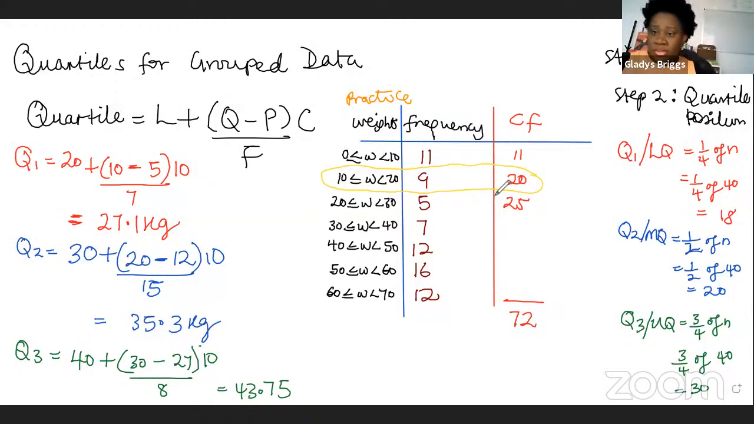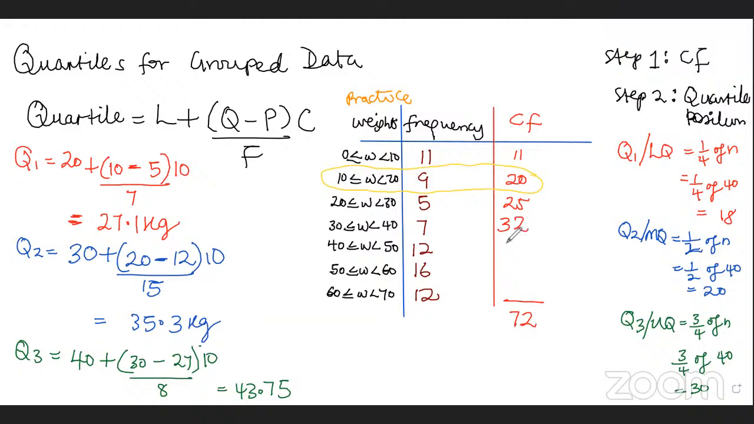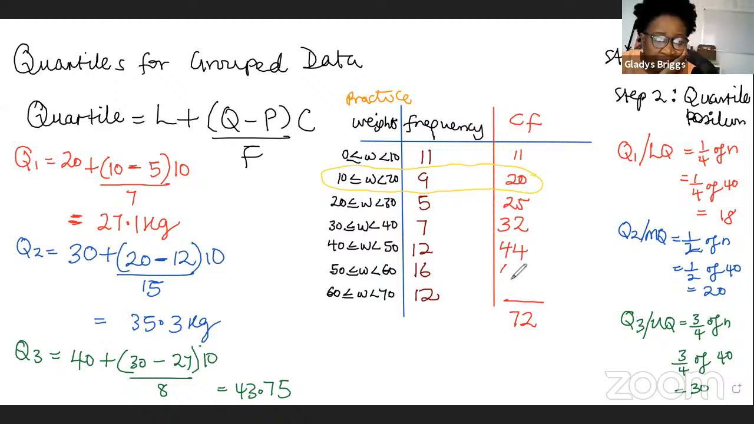Okay, so the time is gone. Let's do it together. So we got 25 here. What did we get next? 32. And 44, 60, and 70, 72. Yeah, okay.